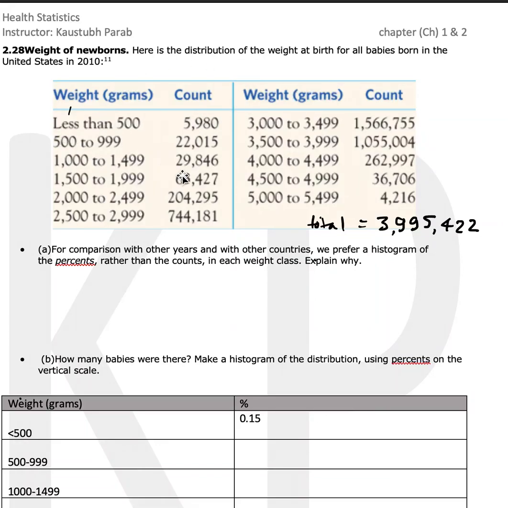We have the data given for the birth weights of babies. So these are the birth weights and the frequency for those birth weights. Notice that the birth weight here is in the form of categories of 500 grams, and we have asked three different sub questions. So let's look at the first sub question.